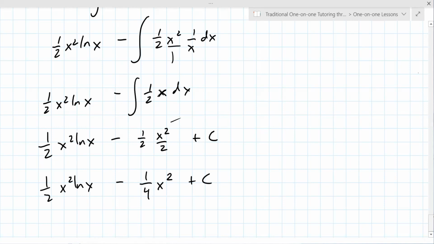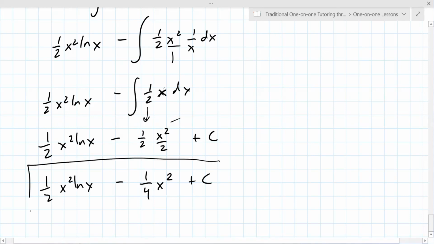The antiderivative of x is x squared over 2, and the 1/2 just comes with it. All right, so that's your final answer for that.